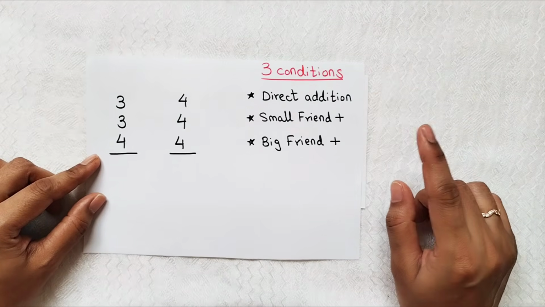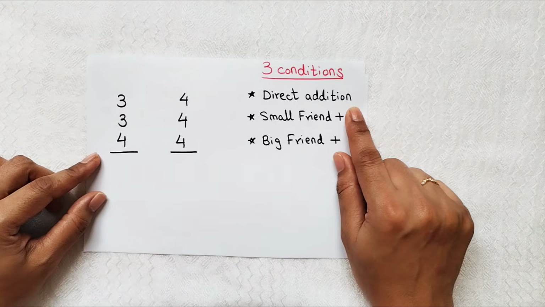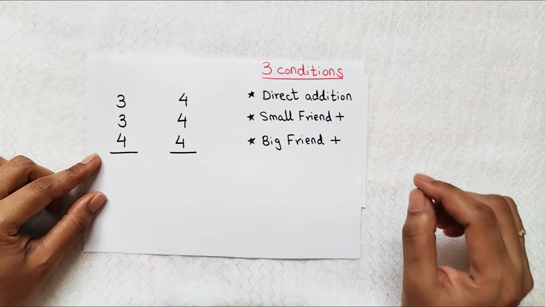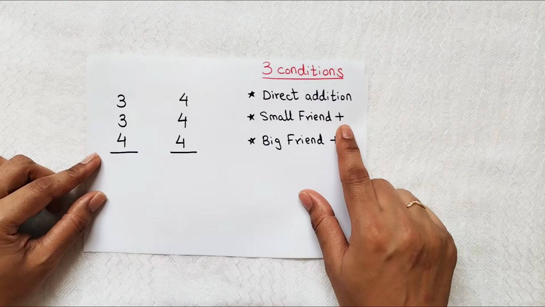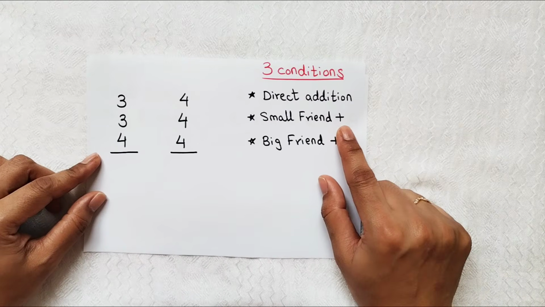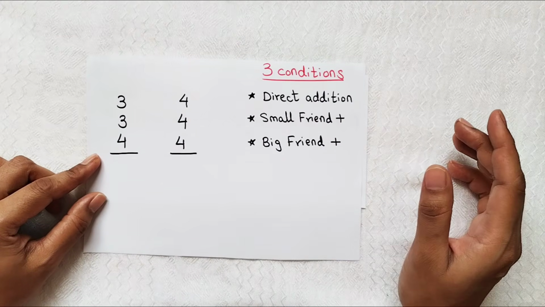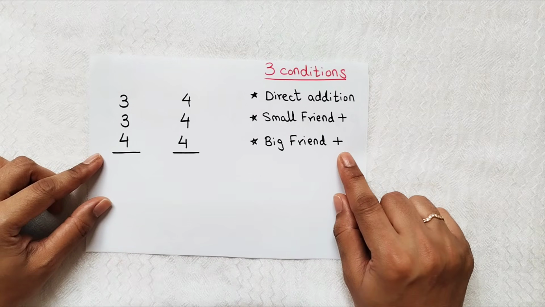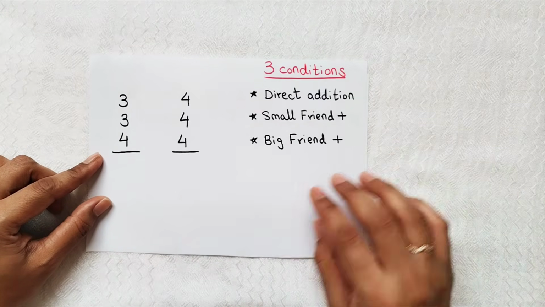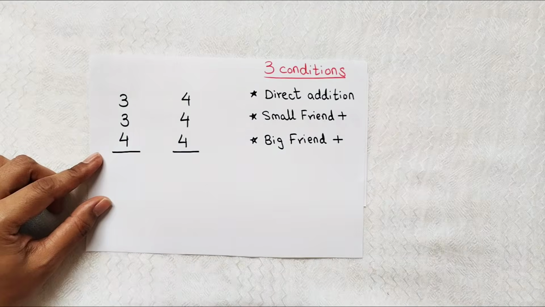The first condition, always go for direct addition. If you cannot do direct addition, then the option goes to the second one, that is small friend addition. If small friend addition is also not possible, then you have to go for big friend addition. Okay, we will understand this with the help of these examples.